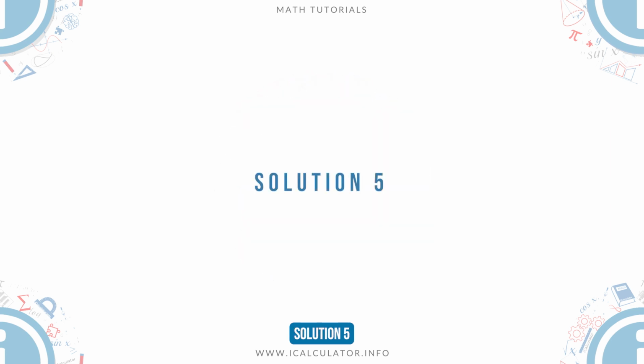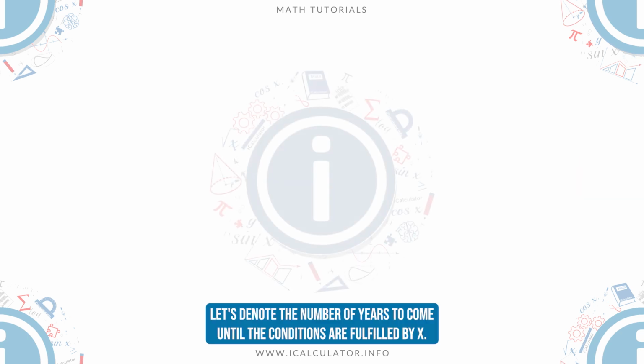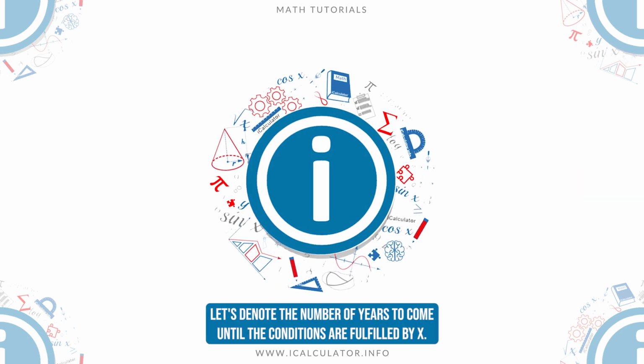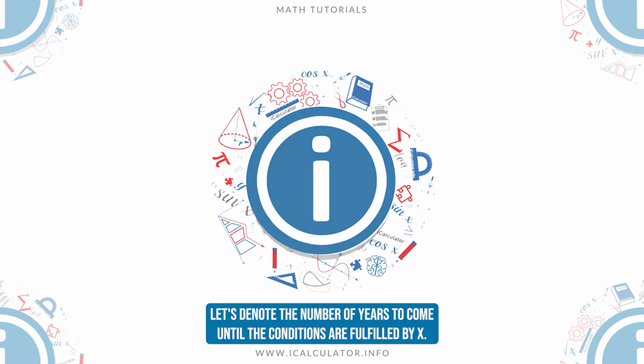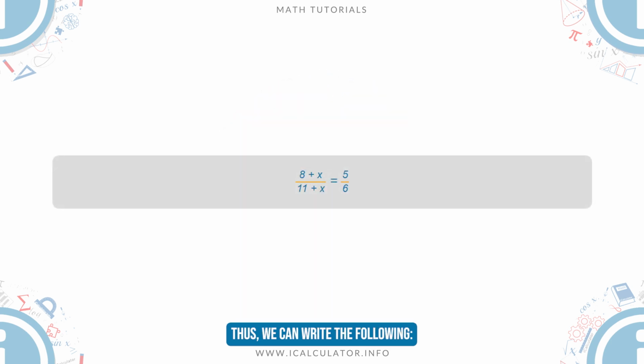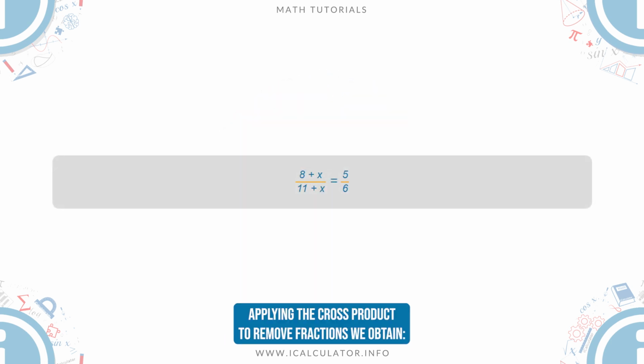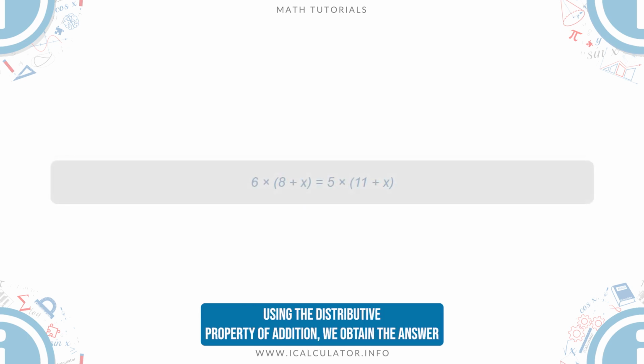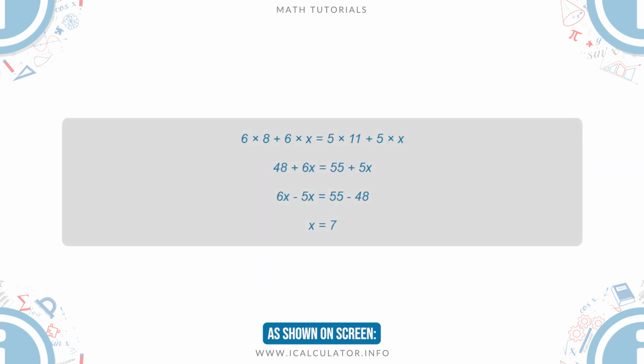Solution 5. Let's denote the number of years to come until the conditions are fulfilled by x. Thus, we can write the following. Applying the cross product to remove fractions, we obtain. Using the distributive property of addition, we obtain the answer as shown on screen.